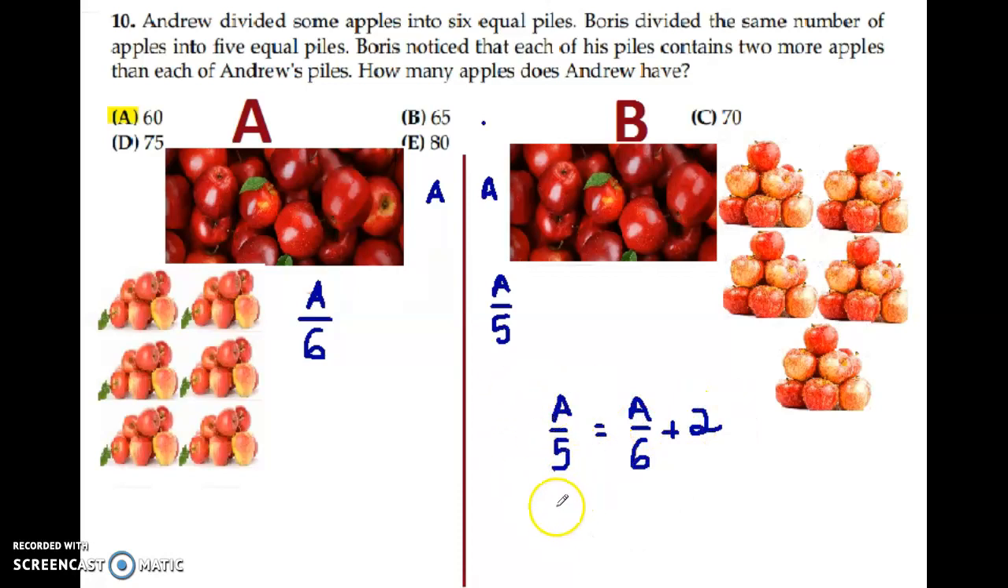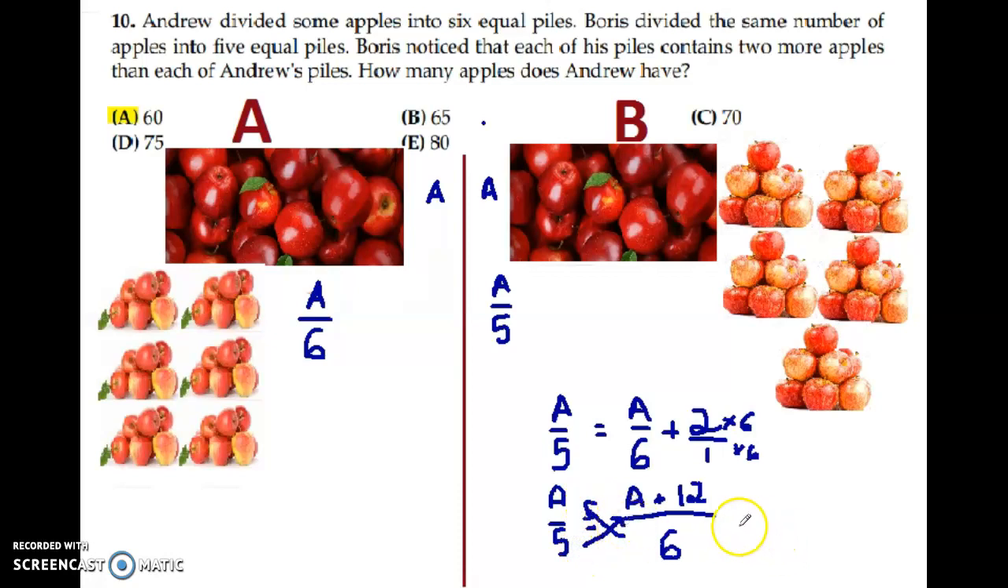A upon 5 equals, now let's take an LCM over here, that's upon 6, A plus, so in order to make this 2 upon 1 into a 6, we multiply both by 6, this becomes 6 2s are 12, right? So now let's try cross multiplying.